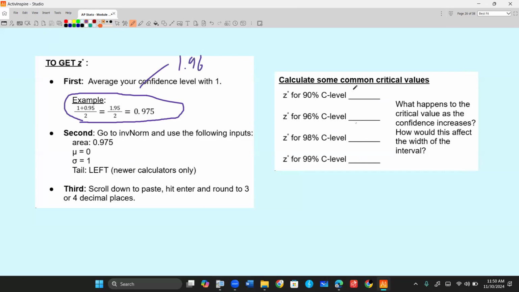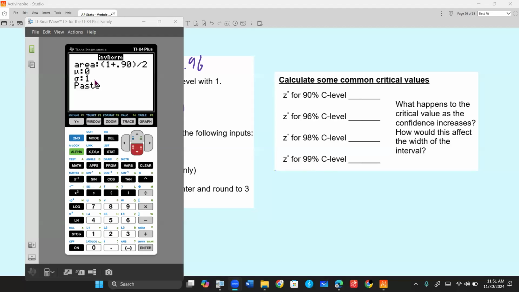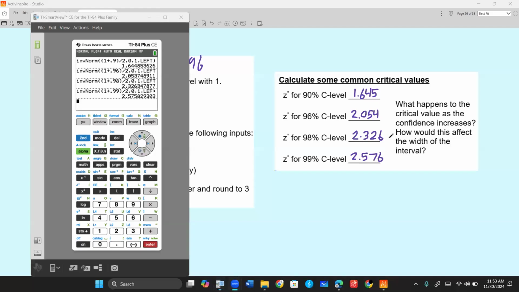These other ones, you're not required to memorize, but let's go through and calculate those from our calculator. And I'm going to use the one that works for all the TI-84 calculators. So I'll do 1 plus 0.9 divided by 2, keep it at 0 and 1. In my inverse norm, you get 1.64. We'll do the other 3. And with just a few quick calculations, you'll get these confidence levels. Now, you don't have to memorize these numbers. You just have to memorize the process.